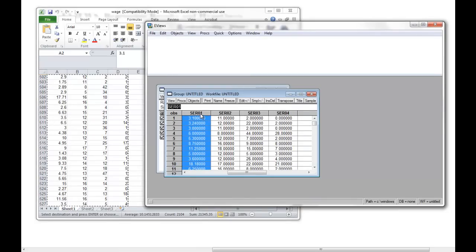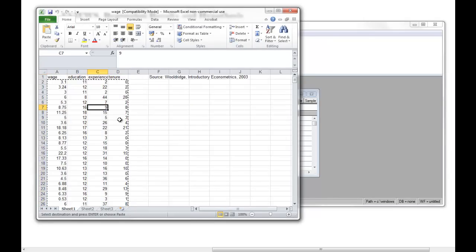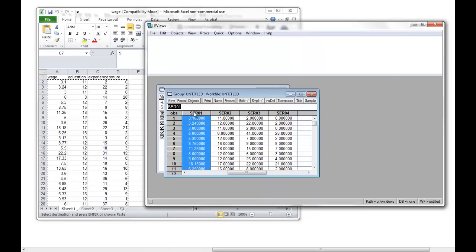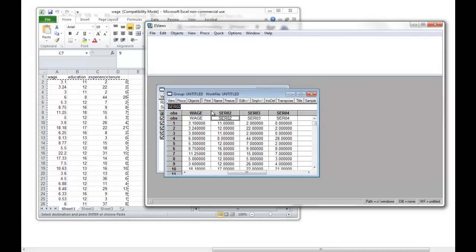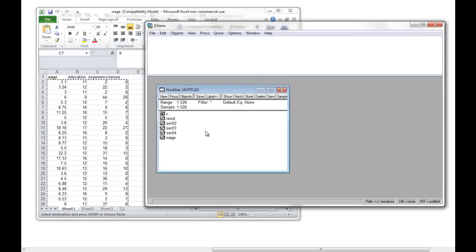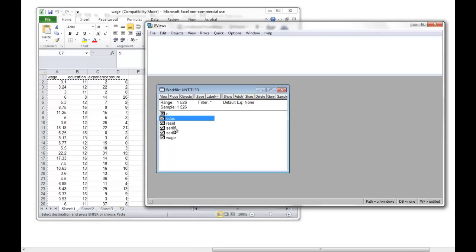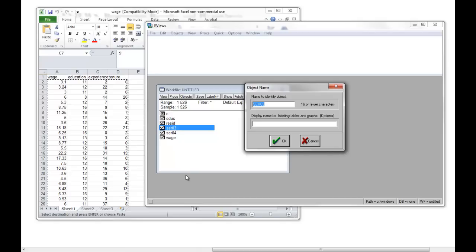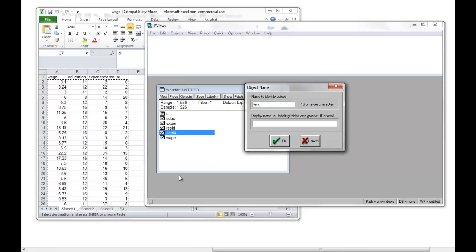I just need to give the variables names. So the first one shall be wage. Let me close this, because in newer versions you can't do this in the spreadsheet anymore. You have to do it here. The second one shall be education. The third one is experience. And the last one, the fourth, is tenure.